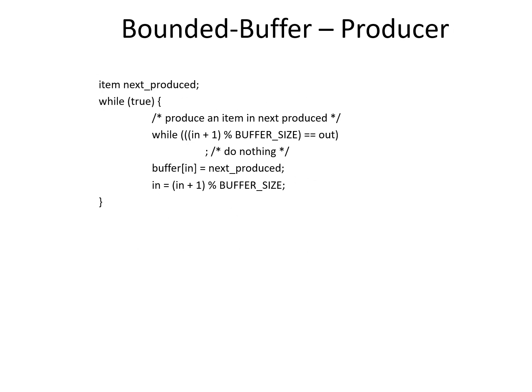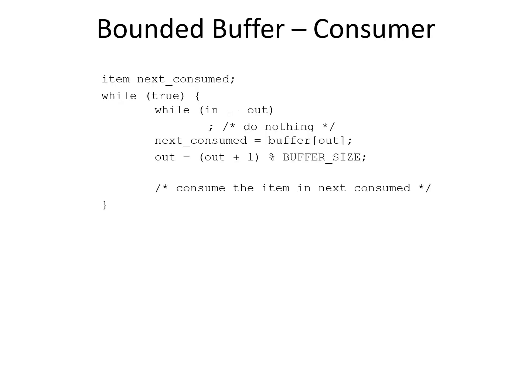This is the code snippet that shows the producer process. Here, whenever the producer is producing some information and placing it in the buffer, the size will be incremented. This is the code snippet for the consumer process. Here also, whenever the consumer process is consuming the information, the size of the buffer will be incremented.